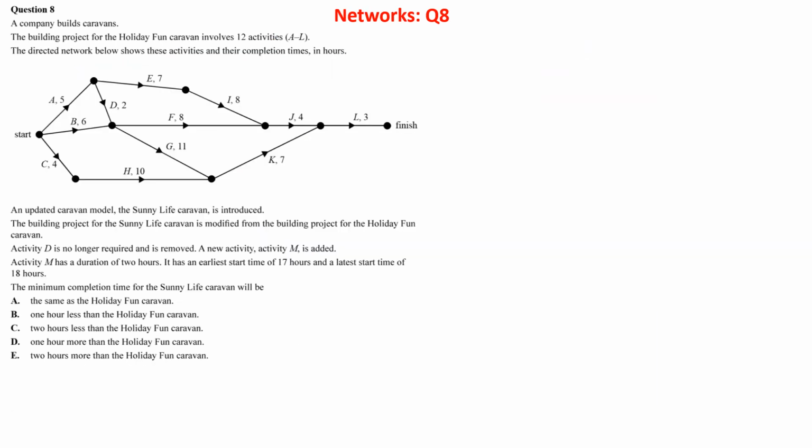Okay, so as we can see here, this is for question 8, networks. A company builds caravans. The building project for the Holiday Fun Caravan involves 12 activities shown in the network below, and it's got their completion times. Then they have another model that comes in called Sunny Life, and that is modified such that activity D is no longer required and there's a new activity added. It has a duration, that's called activity M, of 2 hours.